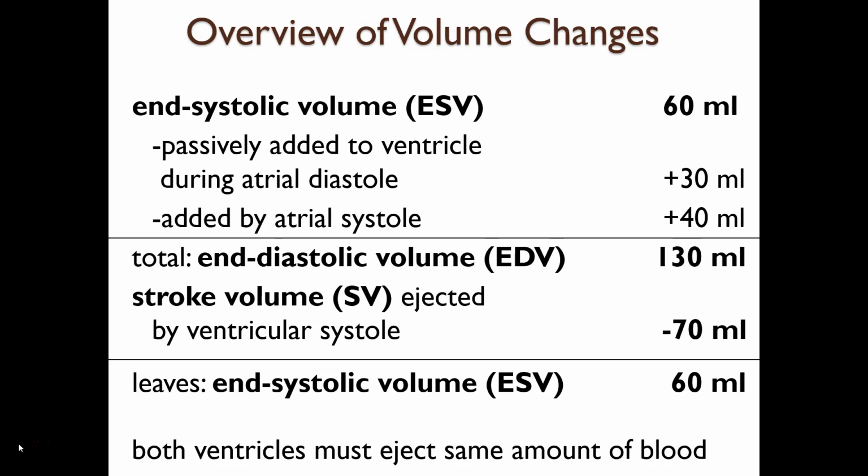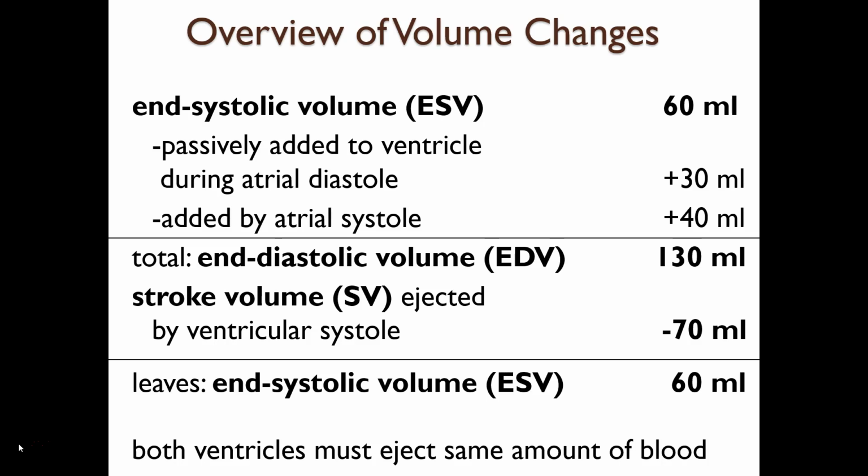Blood is passively added to the ventricles during atrial rest, so when the atria are resting, blood is just naturally flowing down into the ventricles. How much? About 30 milliliters. And then when the atria contract, an additional 40 milliliters is sent into the ventricles. And that's how you end up with 130 just before the ventricles contract.